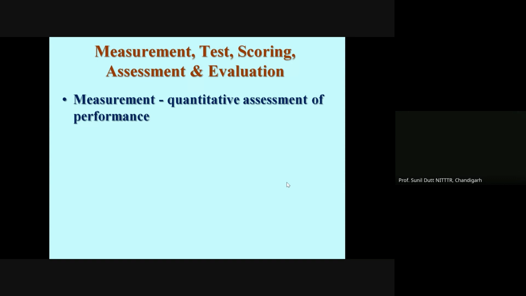So measurement indicates how much a student has learned, and when it comes to evaluation, we want to know what subsequent instruction as a teacher I need to emphasize. So measurement. Then comes the test. Test is nothing but an instrument, a tool, a question paper for measuring a sample of behavior. It is used to measure the performance.